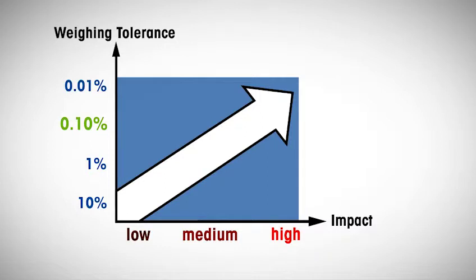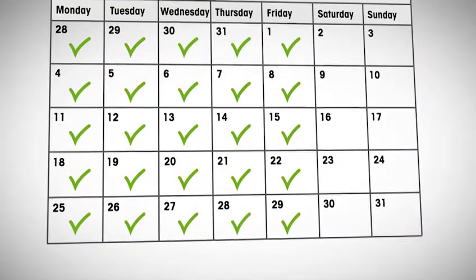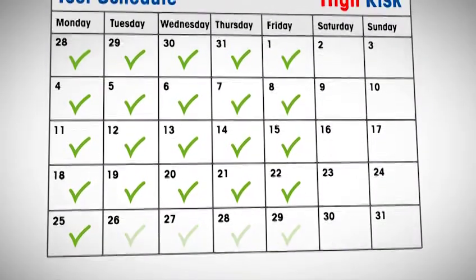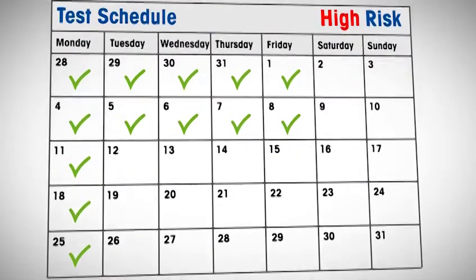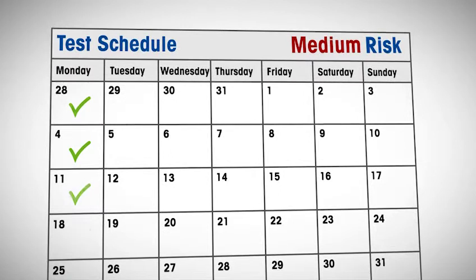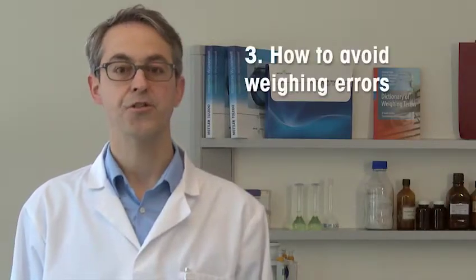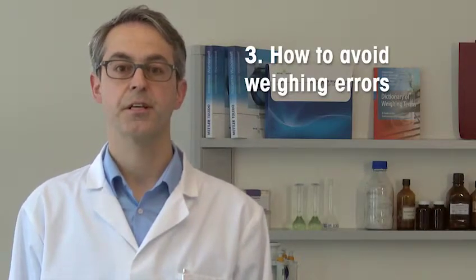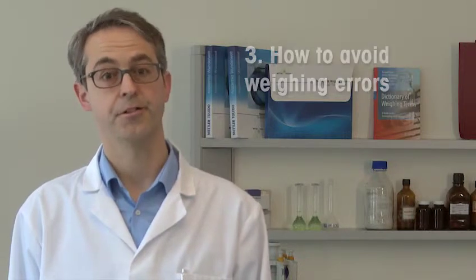Consequently, the higher the risk, the more testing is recommended. Putting this strategy into practice means that daily or weekly testing, for example, would make sense for high-risk applications. For lower risks, however, less frequent test intervals can be implemented, allowing you to reduce unnecessary testing efforts without compromising compliance. The last thing you should know about the new USP weighing chapters is how to avoid weighing errors.